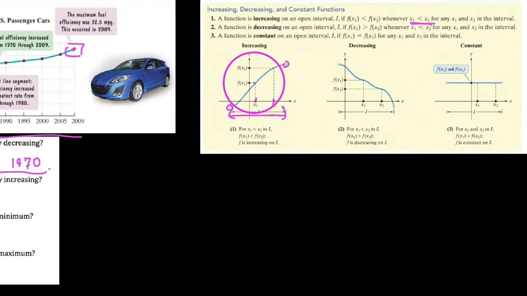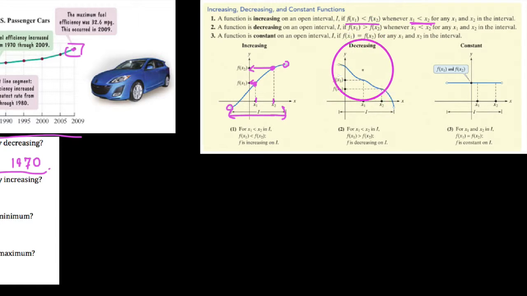If f of x1, that is the y value at x1, is less than f of x2, the y value at the second x value, for all x1 that are left of x2 on this interval, then you must have been going uphill on this interval. So if f of x1 is less than f of x2, that is, the y value at the first point is less than the y value at the second point, then you must have been going uphill.